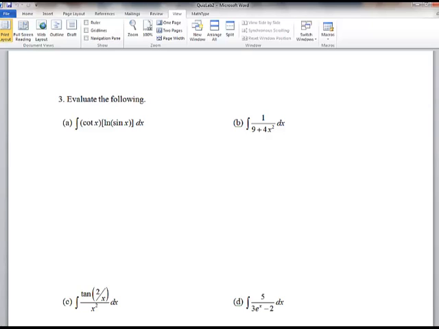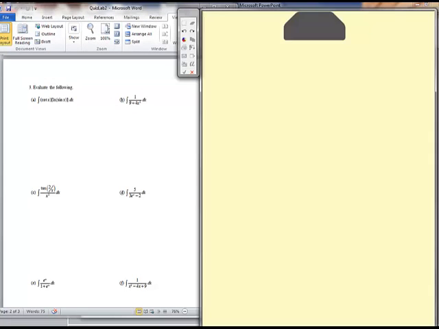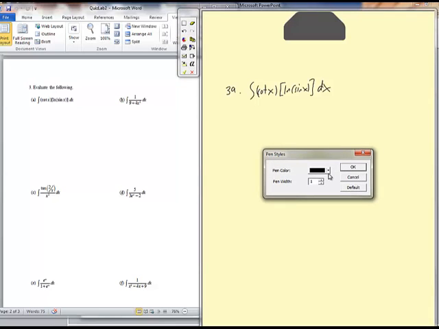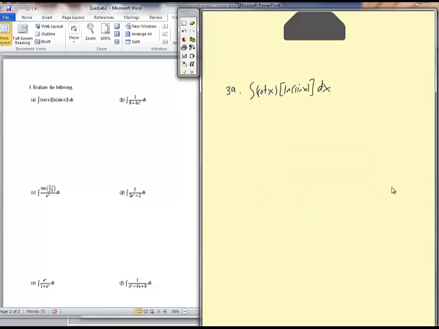In 3a, you're asked to evaluate the integral of cotangent x times the natural log of sine x dx. So let me minimize this and pull up a pad to work on. I think we should probably start off by doing a u sub. Since I always like to use a red pen on the board for u sub, I'd let u equal the natural log of sine x.